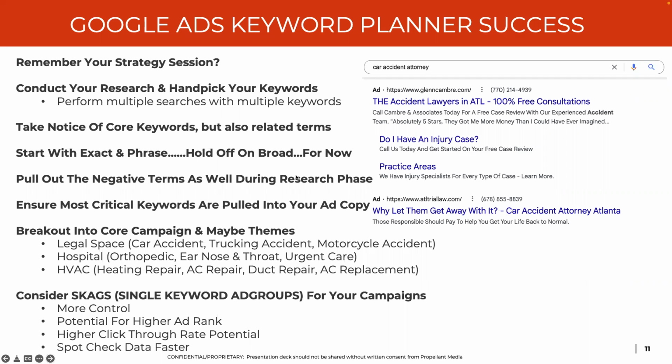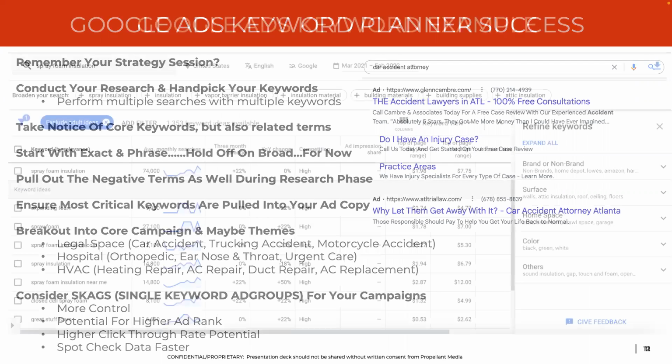So there are going to be some times when you do want to just put them in themes, and you may have 5, 10, 15, 20 keywords within the themed ad group, and that's okay. But just know when it makes sense to pick and choose whether you want to do single keyword ad groups versus full themed ad groups for your campaigns.